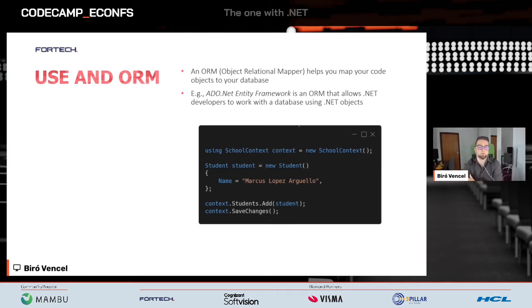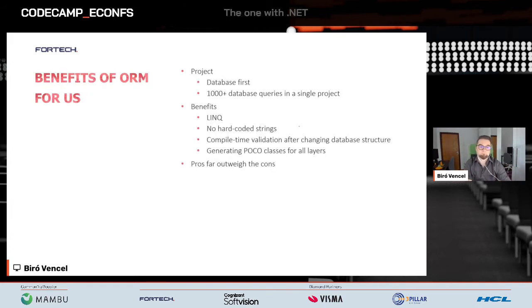Here in this small code snippet, students is the name of the database table. Student is the entity based on this table, and it represents a row from it. This little piece of code adds a new row to the database without using any SQL script.